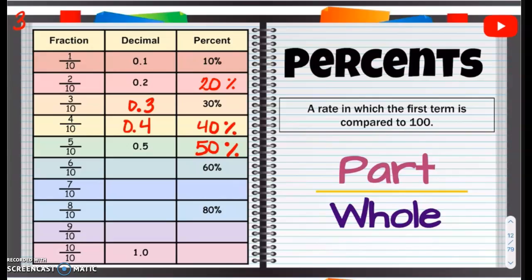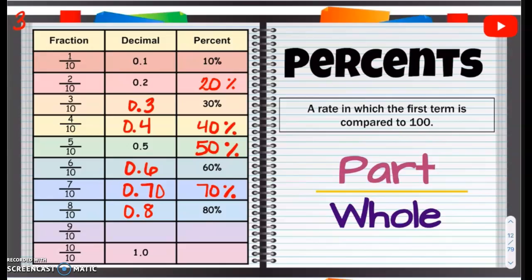6 over 10 or 6/10, you are going to have 0 and 6/10, and it'll be 60%. 7 out of 10, 0 and 7/10, 70%. You can also put a 0 here. That's the same thing. 8/10 or 8 out of 10, you'll get 0 and 8/10, 80%.